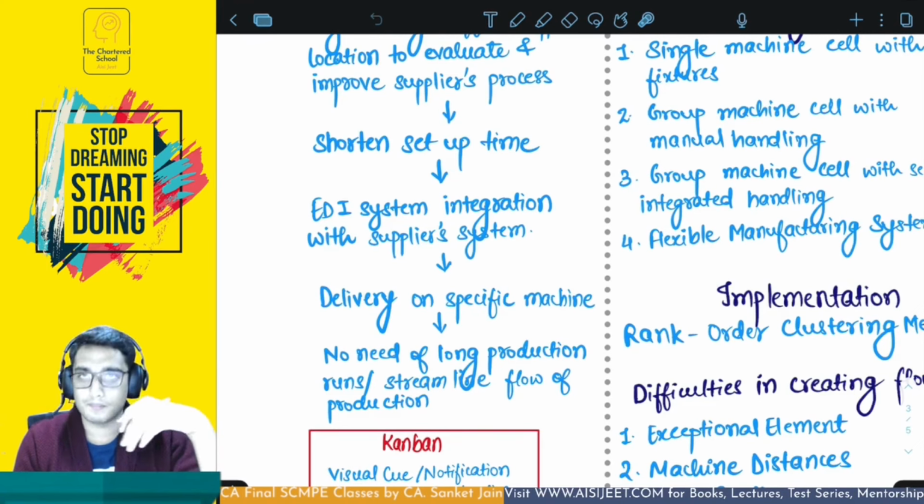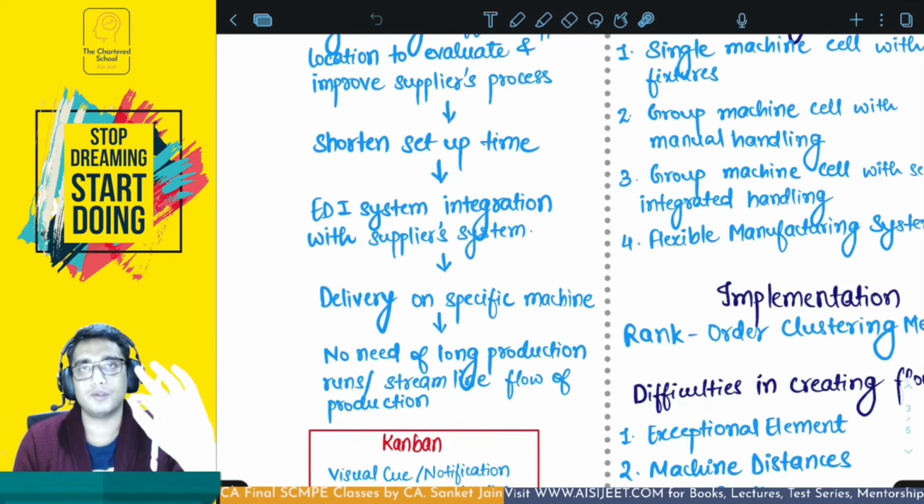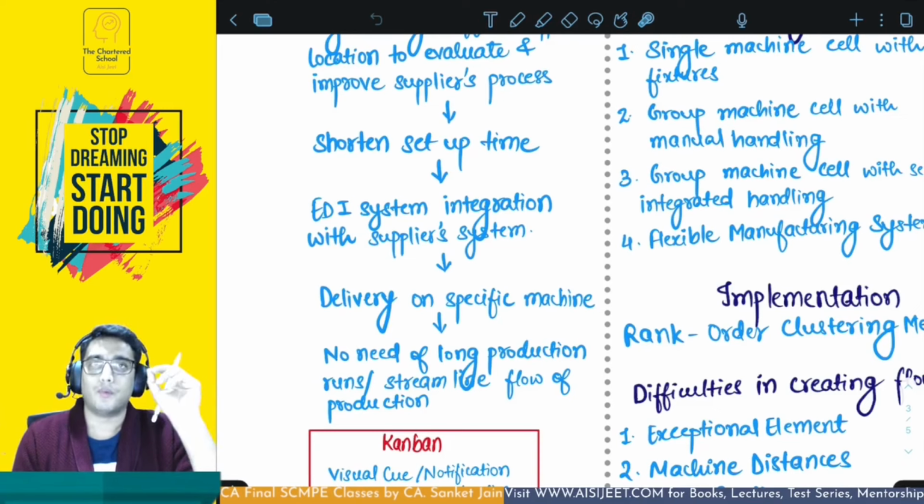So now our planning is going to change. We are not going to go for long run production. We're not going to go for long runs because we don't want to produce as many quantities as possible. We want to produce as much as required. But for this, we need to ensure that our setup cost is reduced, and therefore we are going to shorten the setup time. How can this be done?